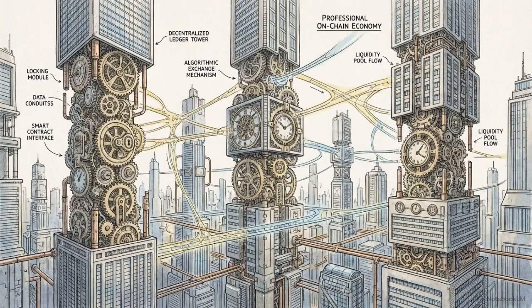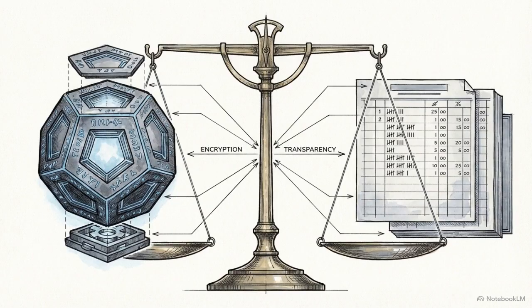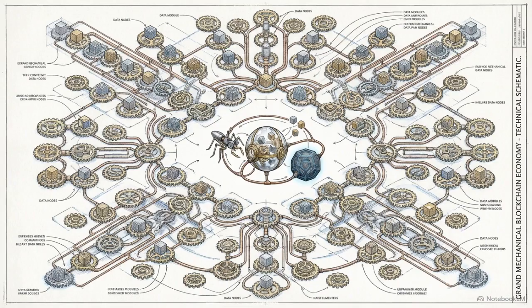By securing data in the present and only revealing it once an order is confirmed, the blockchain becomes a viable environment for professional finance. Encryption and transparency are no longer in conflict. They become the tools required for a fair on-chain economy.